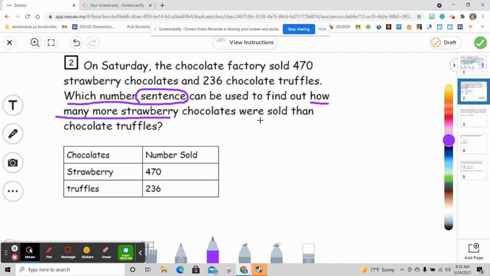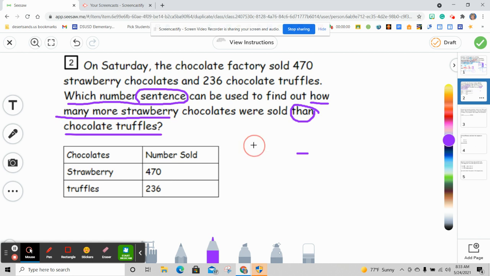strawberry chocolates were sold than, that's the keyword, another keyword, than chocolate truffles. That means we want to know how many more of these than these. So that means we're looking for the difference. Now, when we see how many more, and then we have the word than, we already know we have to take away. Now, we know that how many more strawberry chocolates. We know that there's more strawberry chocolates because it says right here, how many more? There's more strawberry chocolates. So let's go to the chocolates, and there's strawberry.